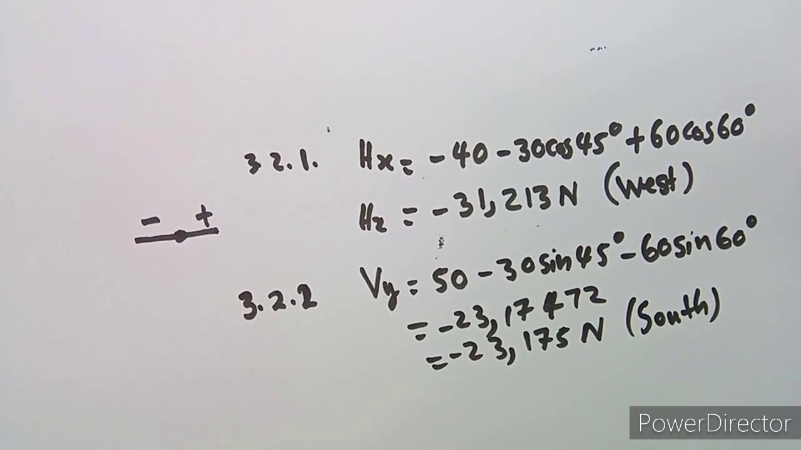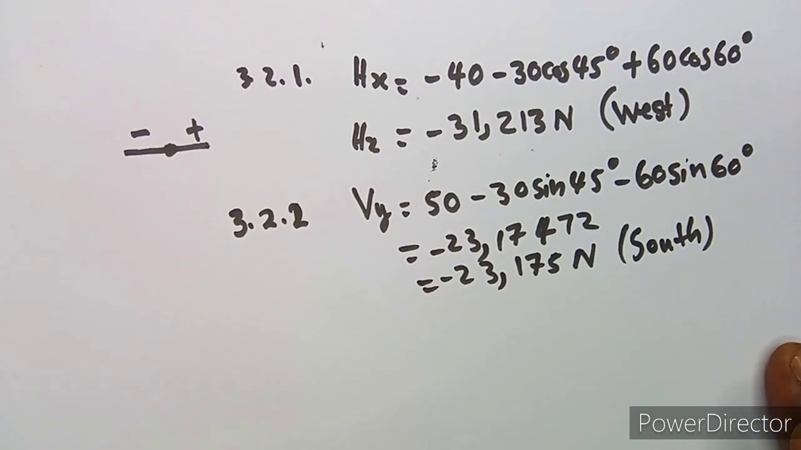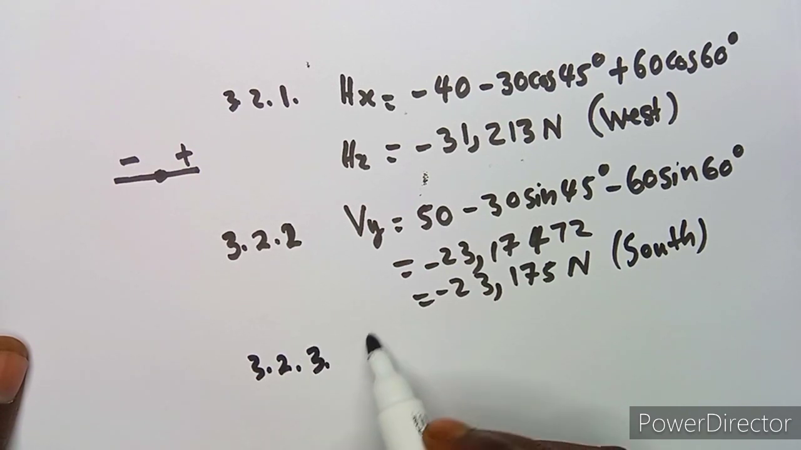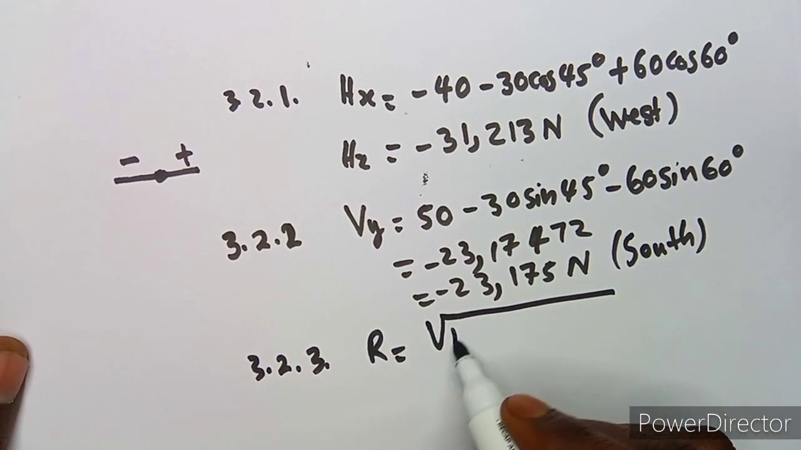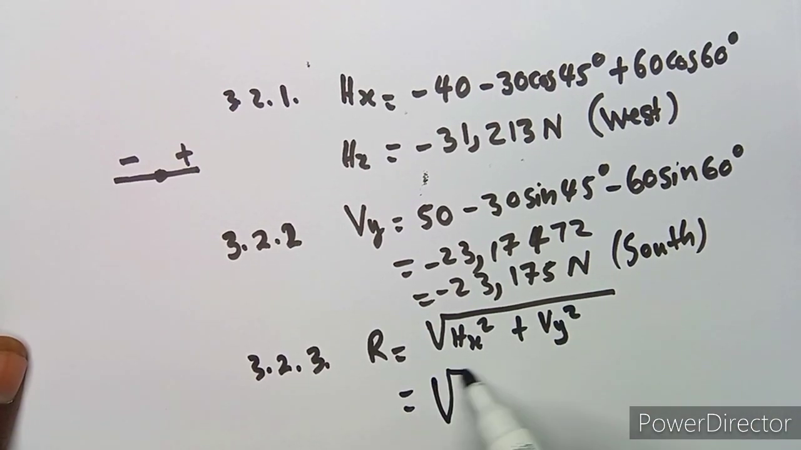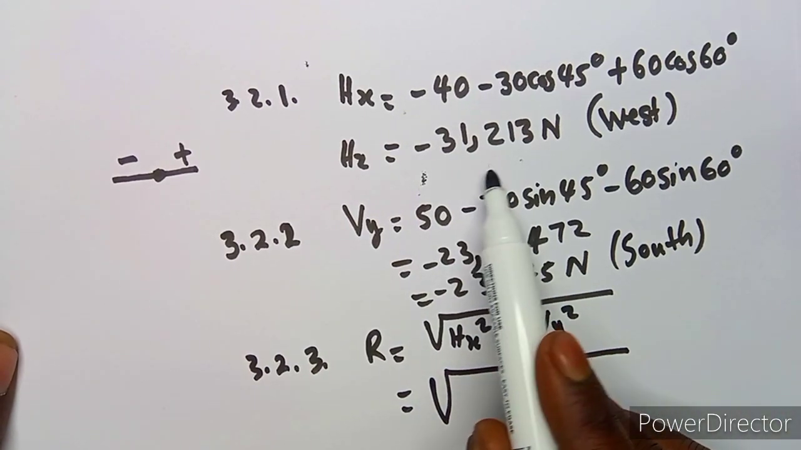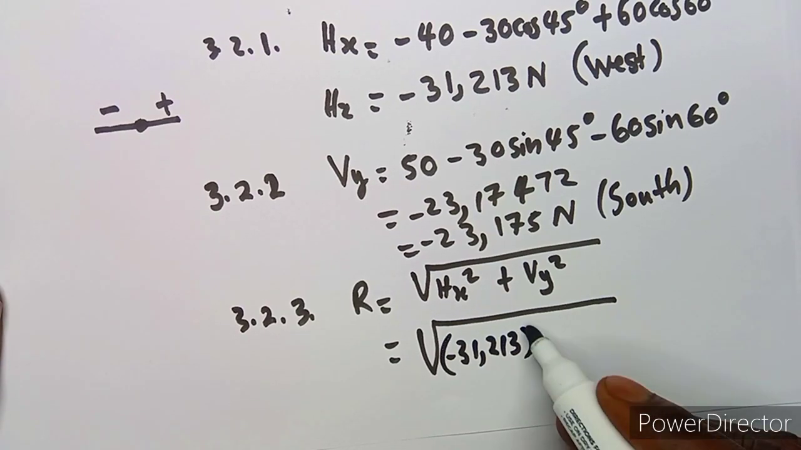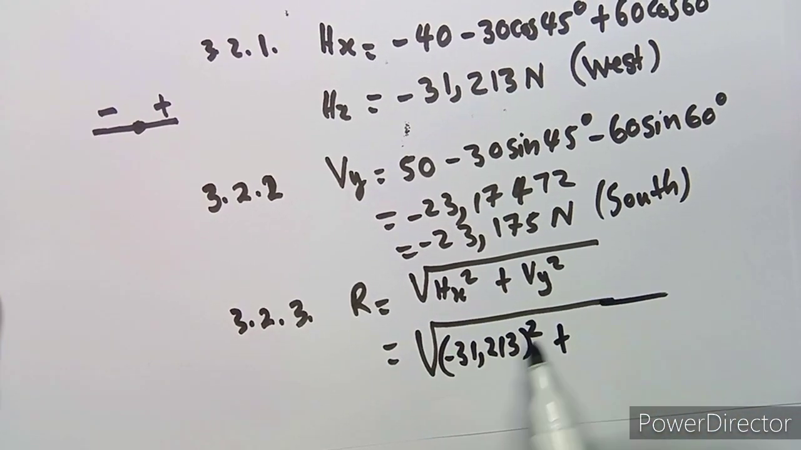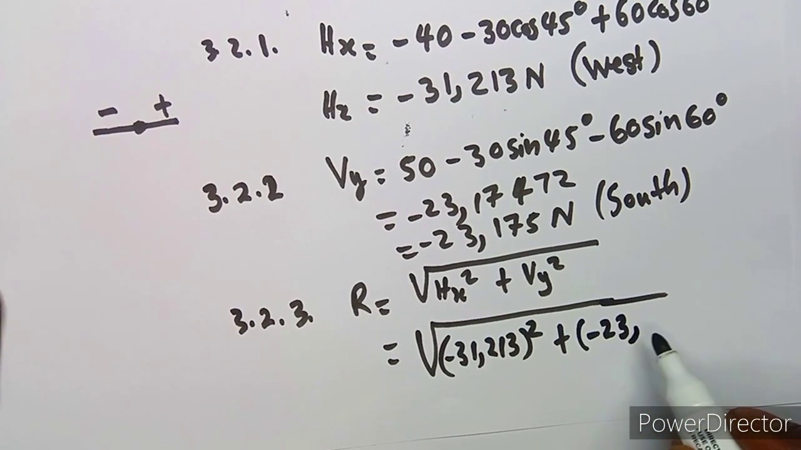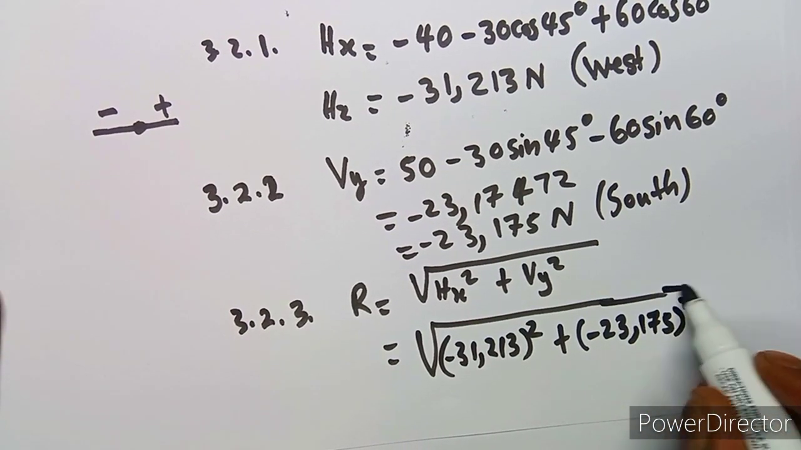Answer the question. So we know that the magnitude, which is r, is equivalent to the square root of the horizontal component squared plus vertical component squared. So we've got the square root of our horizontal component, this value, minus 31,213. You can even not write the negative. It's not even an effect, because when you square a negative, it becomes what? A positive. Your vertical component here, which is negative 23,175 squared. So that's it, guys.